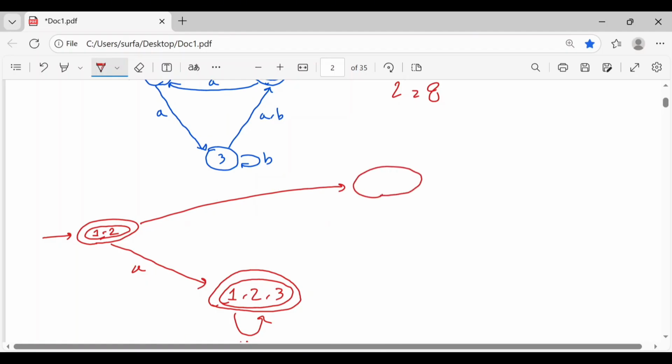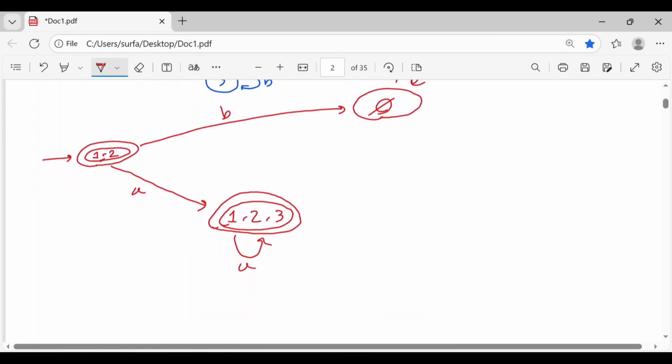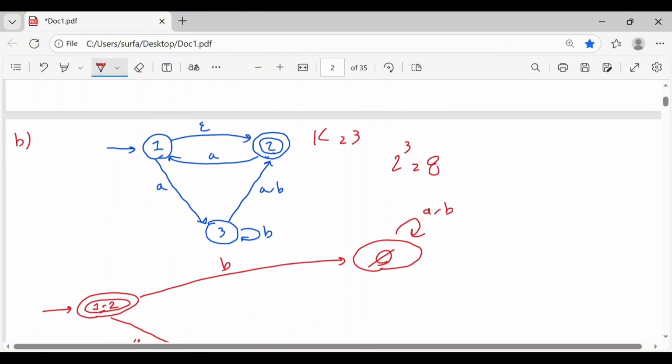Yes, with B. And we know that when we are in this state, we can't escape from it. So with any alphabet on this state, we will stay here. So it contains A and B like this. Yes, this is good. And here we have this state 1, 2, and 3. Let's test B. When we are in 1, 2, and 3, if we are in 1, we don't have any transition function for B, and we know that for 2 we don't have any transition function for B.